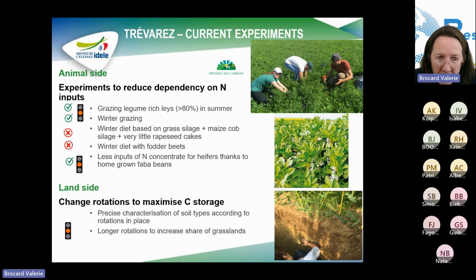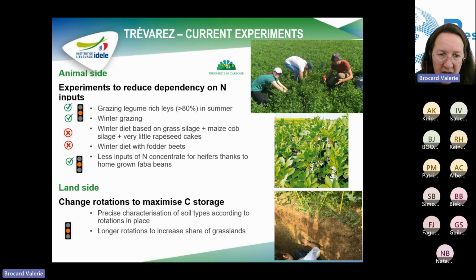We've been comparing diets with or without homegrown forages like fodder beets or maize, and a diet based on grass silage plus maize cob silage. So you can produce milk with these homegrown diets, but it's not really decreasing the carbon footprint. And in the case of the diet based only on grass silage and maize cob silage, we had a strong decrease in the production per cow. So it's not a solution to decrease the carbon footprint in our conditions, and it would not be accepted by the farmers. But again, it's in our situation.